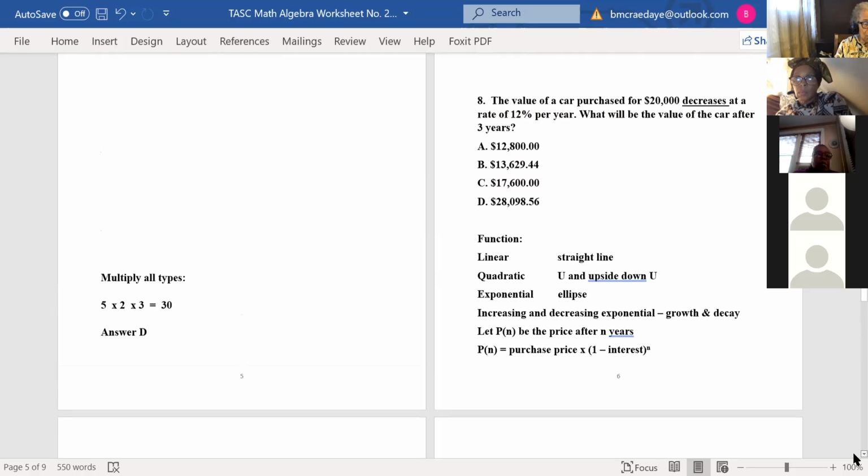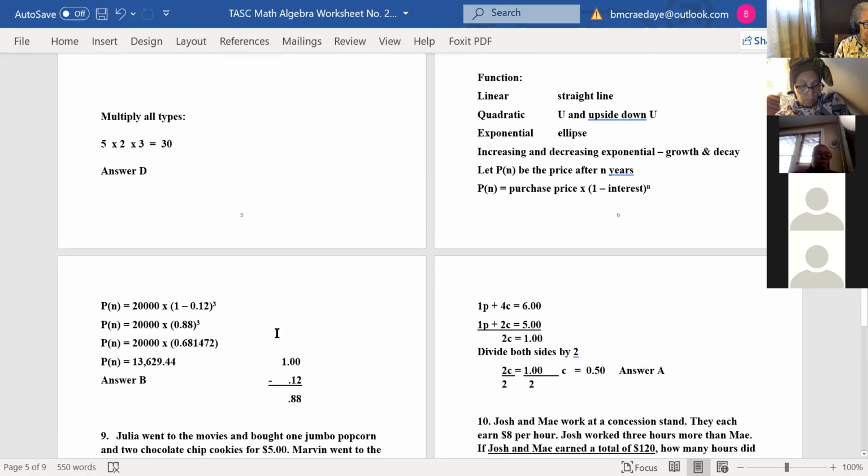Okay, and you can check this on your calculator. 0.88 to the third means 0.88 times itself 3 times. And if you do that, you should get 13,629.44, which is answer B.